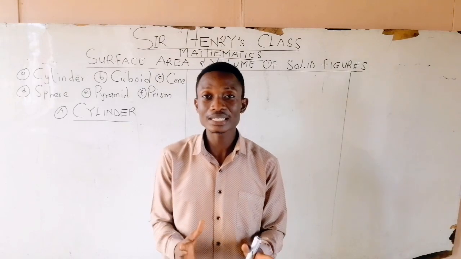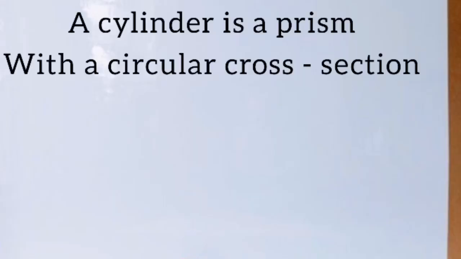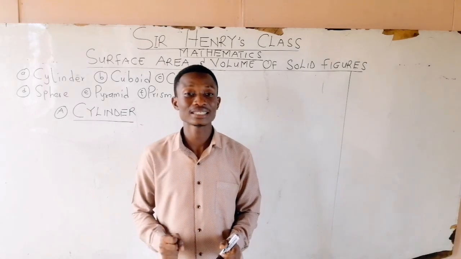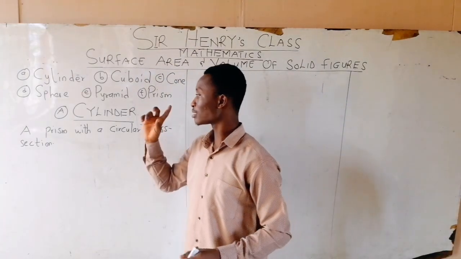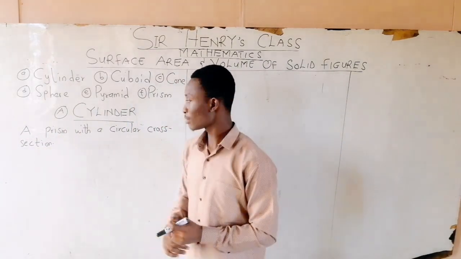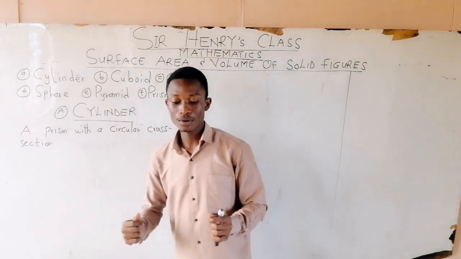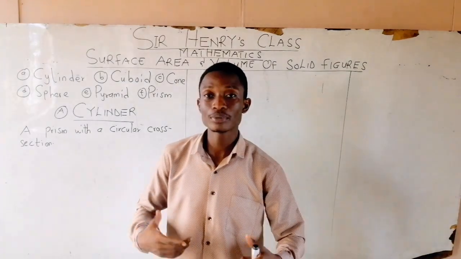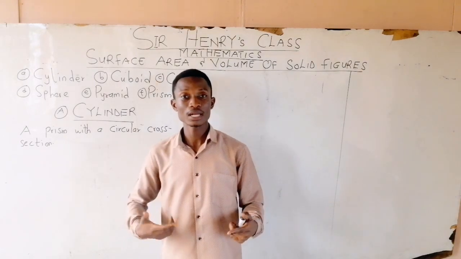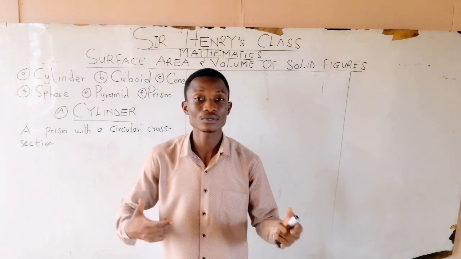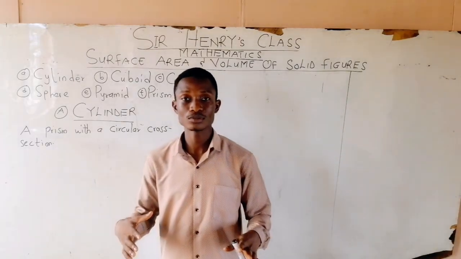So basically, what is a cylinder? A cylinder is a prism with a circular cross section. In the first place, what is a prism? And what's the meaning of a circular cross section? A prism is any 3D shape that has a cross section. Now let me draw a prism for you to get the thing clear.